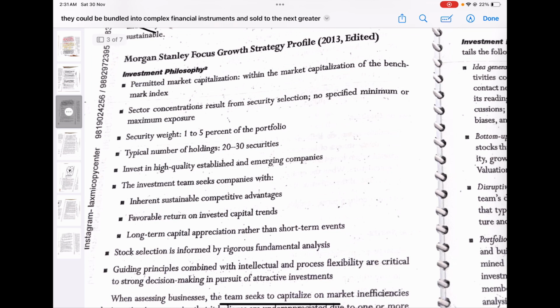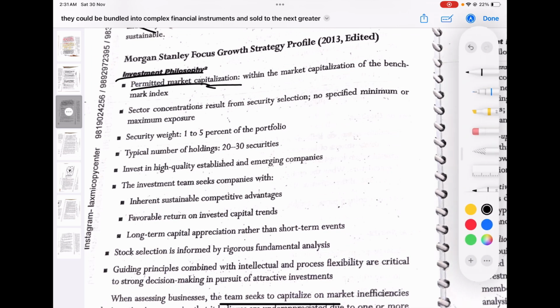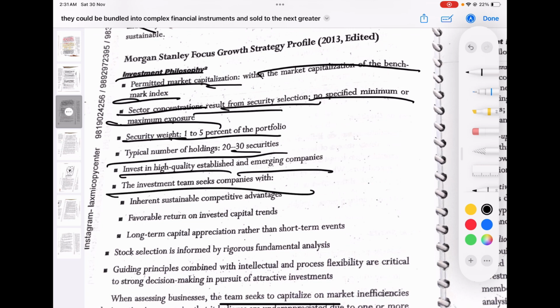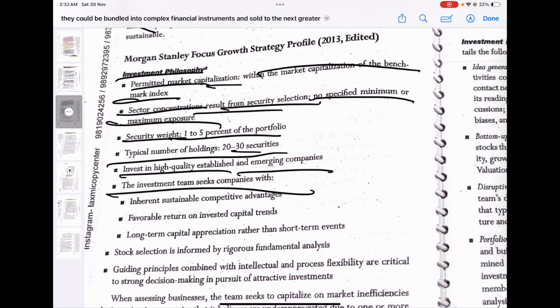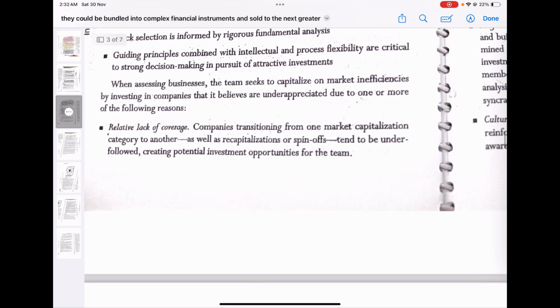Morgan Stanley's Focus Growth Strategy Profile. Now, what is the investment philosophy? Permitted market capitalization is within the market capitalization of the benchmark index. Sector concentrations result from security selection, with no specified minimum or maximum exposure to any sector. Security weight is 1 to 5%. Typical number of holdings is 20 to 30 securities. Invest in high quality. The investment team seeks companies with sustainable advantage, favored return, long-term capital, and so on.